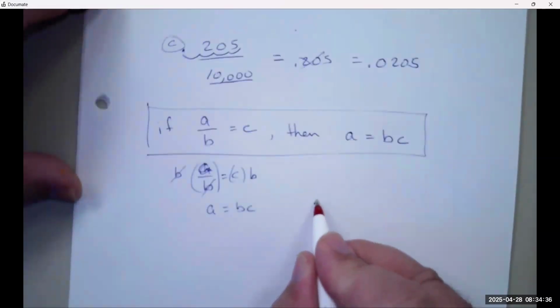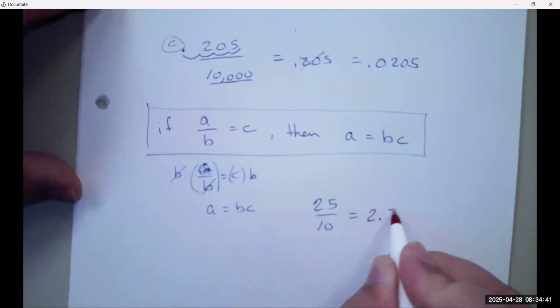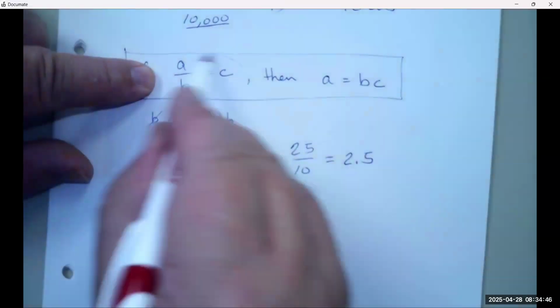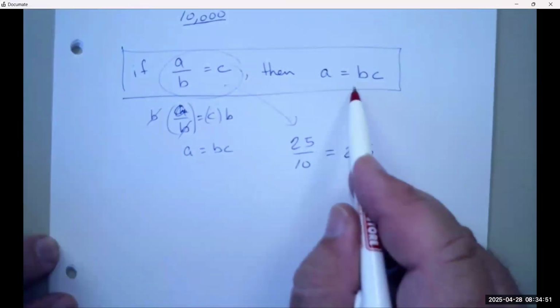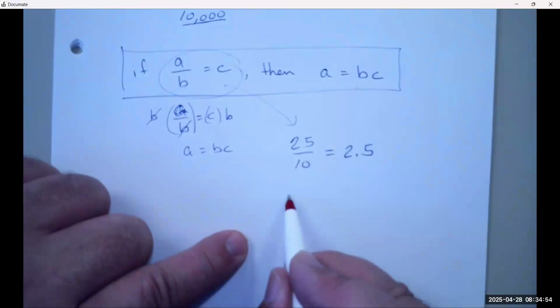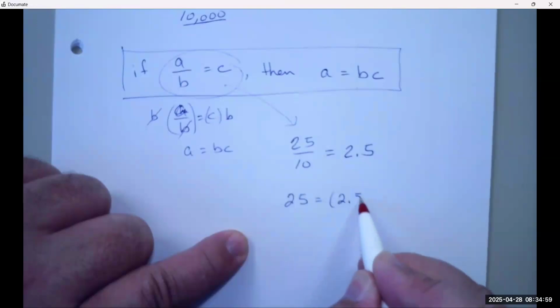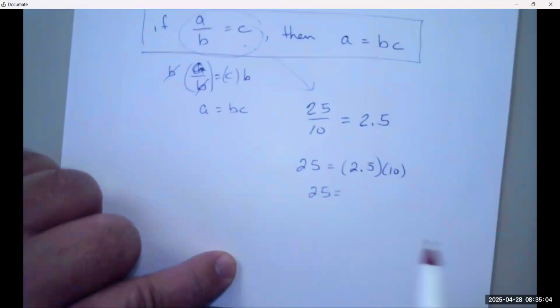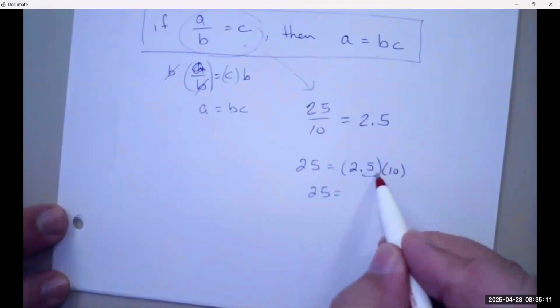So let's look at 25 divided by 10 was 2.5. So that's what we have here. That's this part. How do we check it? If we take 25 and take 2.5 times 10, which direction do you move a decimal if you multiply by 10? To the right.